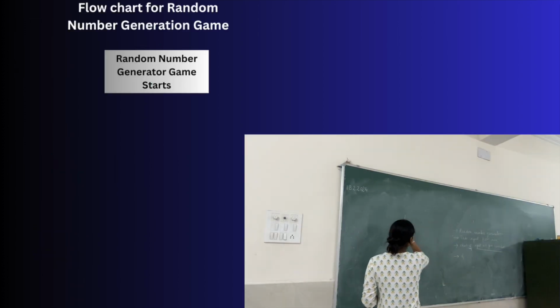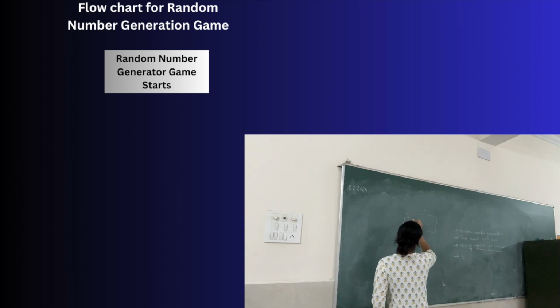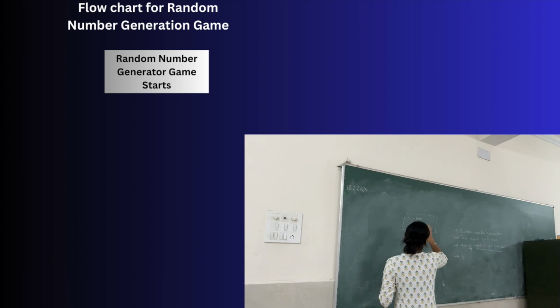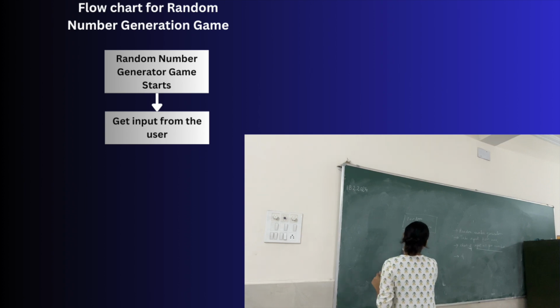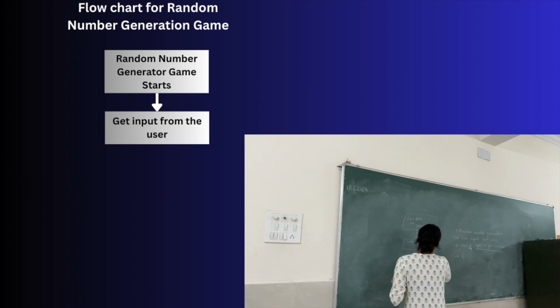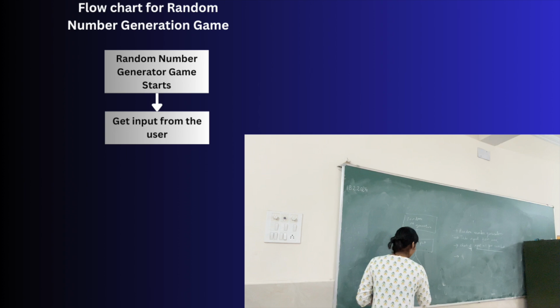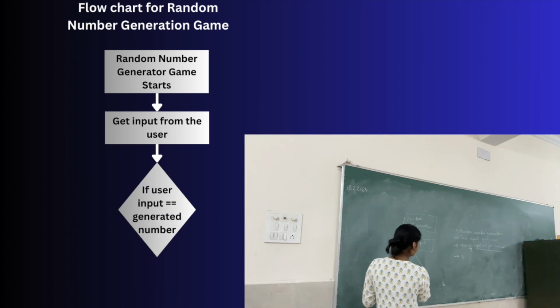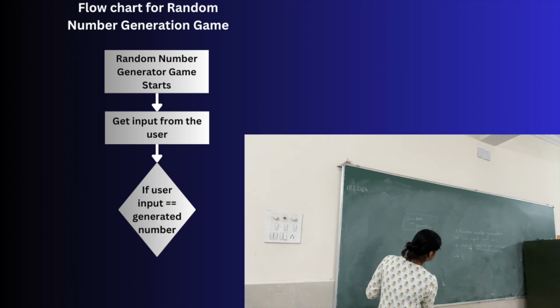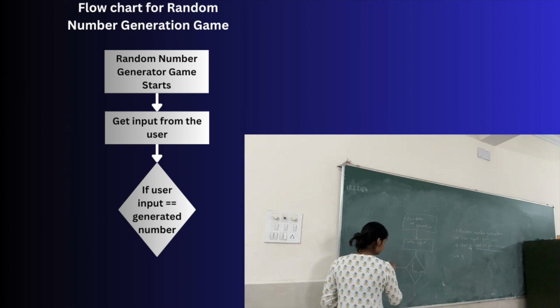visualize this better. So this is a process, random number generation. All the processes we write in a square. Random number generation. After that, we'll have input from the user. Right, take input. Now all the decisions that you want to make, all the conditional statements, you usually write in a diamond like this. Okay, so if input is equal to generated number, if it's yes, what will happen?